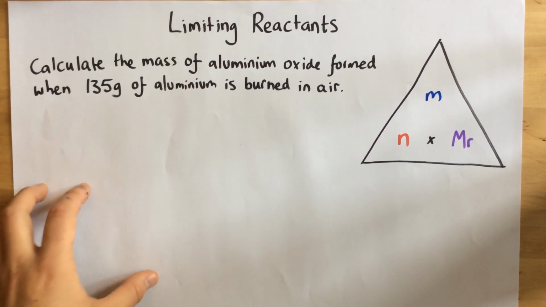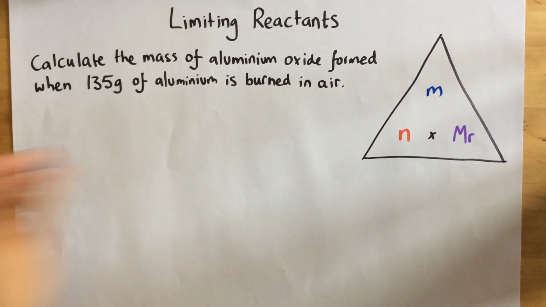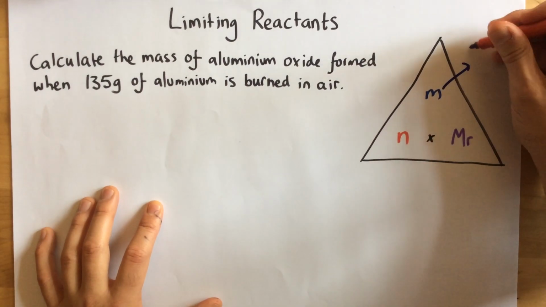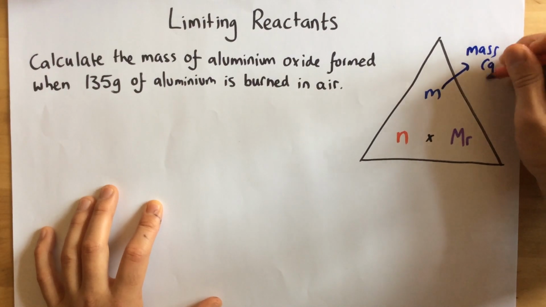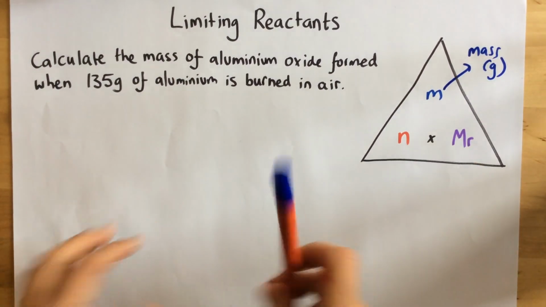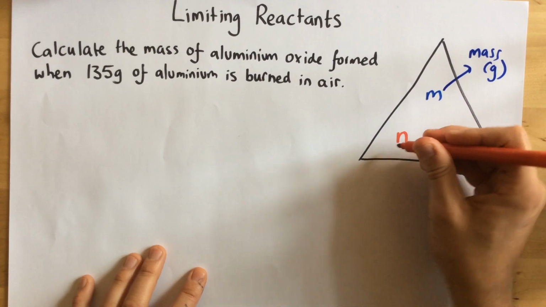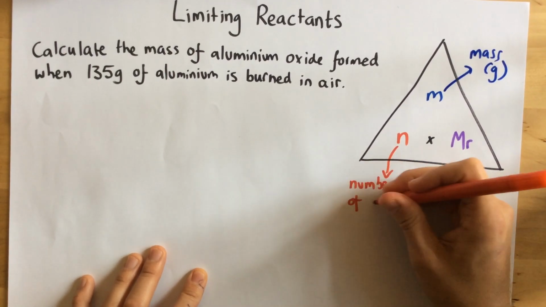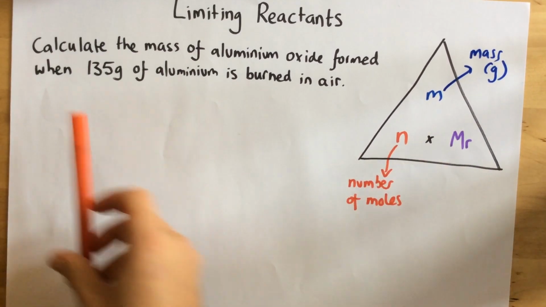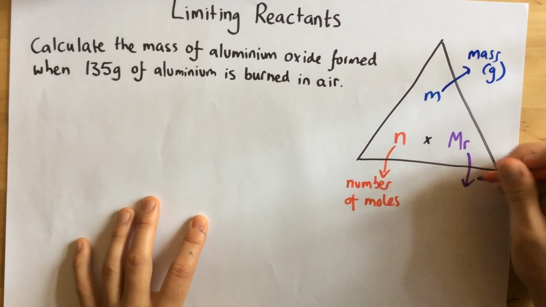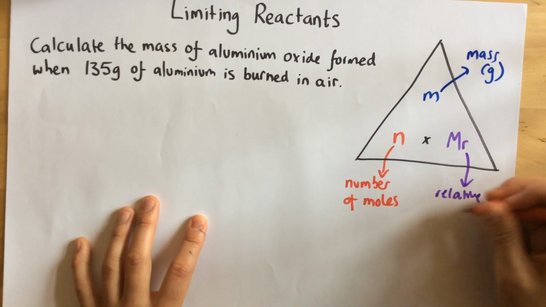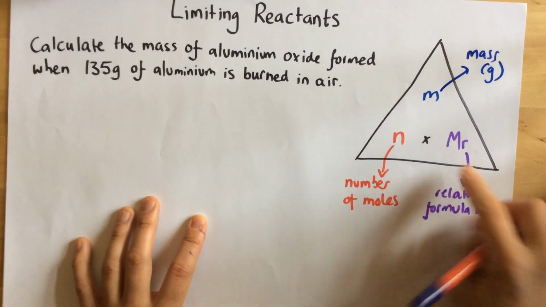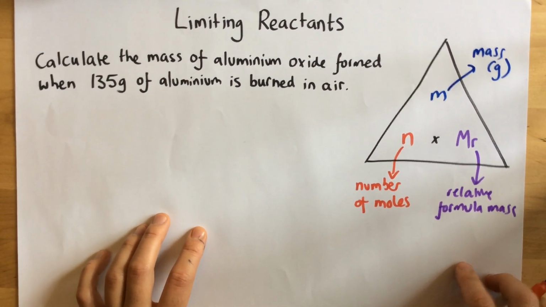Now, to work this out, we need to know this equation triangle here. N equals M over Mr. M stands for the mass. Whenever we're doing these types of calculations, the mass is given in grams. N is the number of moles, so kind of the number of particles involved in the reaction. And Mr means relative formula mass. Now this could also be relative atomic mass. It just depends on whether we're talking about an element or a compound.